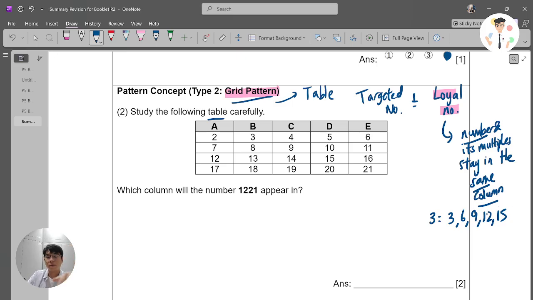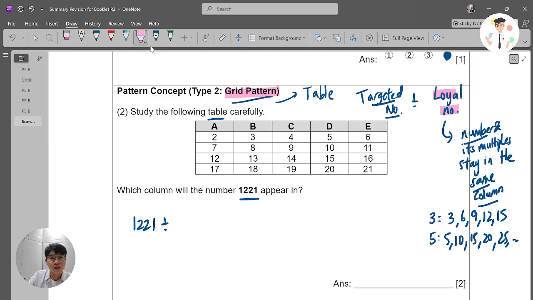Okay? It doesn't matter whether it is the next one or it is skipping one, but it must stay in the same column. Now, example, if the multiples is 5, it will be what? 5, 10, 15, 20, 25. Now, these are all the number and the multiples. Okay? Now, let's try to see what the loyal number is in this case. Why? Because targeted number is very simple. It's just 1, 2, 2, 1, right? So 1, 2, 2, 1 is supposed to be divided by the loyal number.